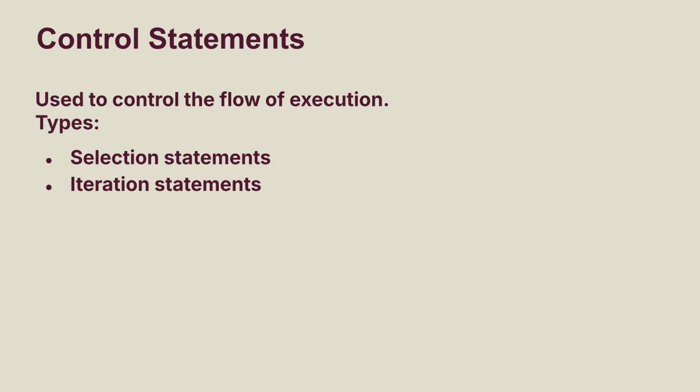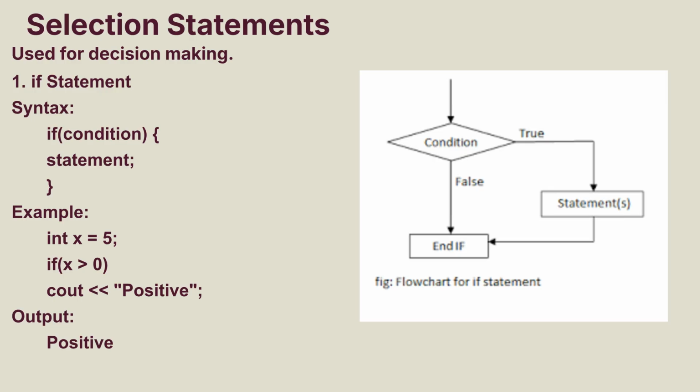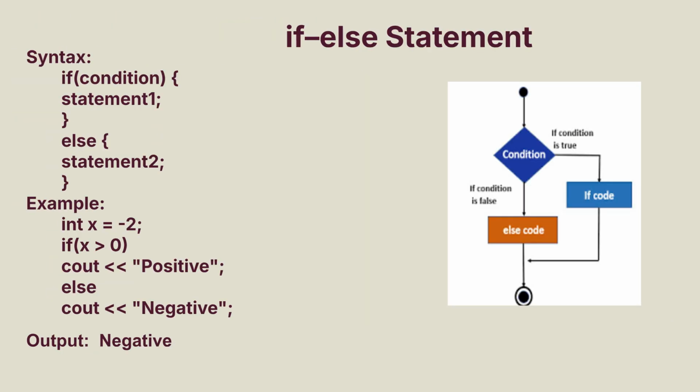Control statements are essential for managing the flow of execution in a program. They are categorized into selection statements and iteration statements. Selection statements are used for decision-making, such as the "if" statement. If the condition is true, the enclosed statement executes. Otherwise, it is skipped. The "if-else" statement provides an alternative.